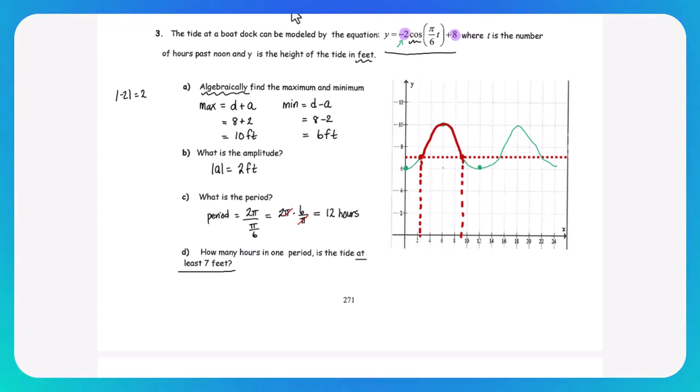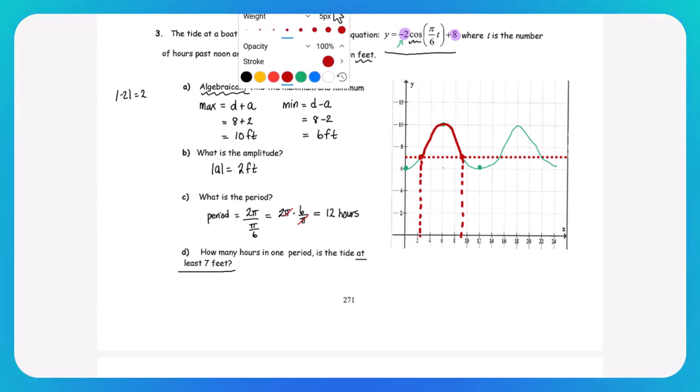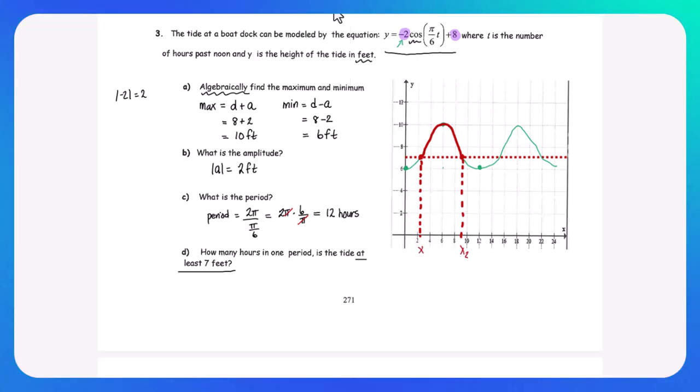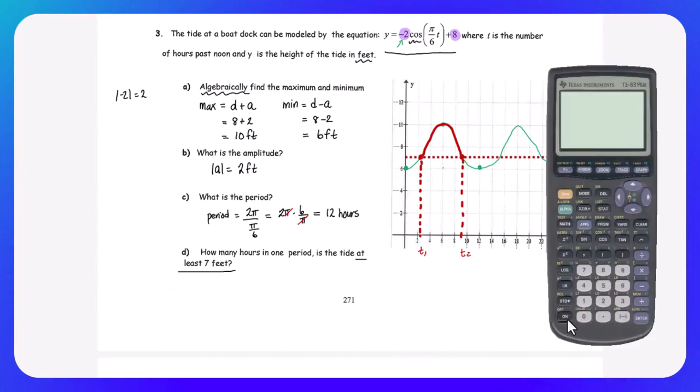Our calculator is going to do it, but we can kind of reason it out. So these are going to be, well, not x values, these are t values really, because it's time 2 minus time 1. And we're going to subtract them because that's going to give us the time that it's above 7. So let's go ahead and put this in our calculator. So we're going to go into here. We don't need this part now. We're going to delete this too.